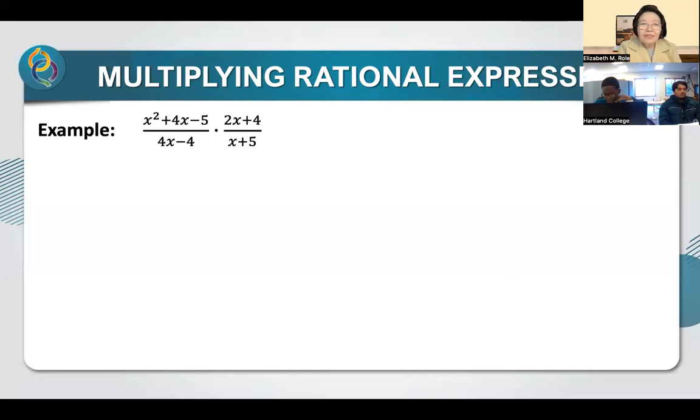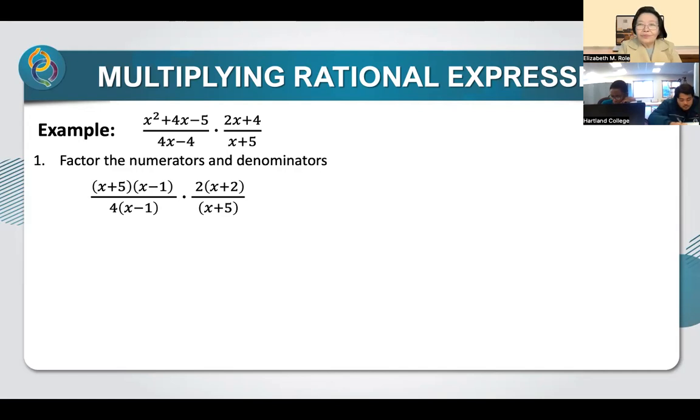Just the same, even as you multiply rational expressions, you will also be doing a lot of simplifying. So I have this example. We're multiplying x squared plus 4x minus 5 over 4x minus 4 times 2x plus 4 over x plus 5. You know how it is when you multiply fractions. We usually multiply the numerator times the numerator and the denominator times the denominator. But because in the end we will do simplifying, it is better to begin by factoring.